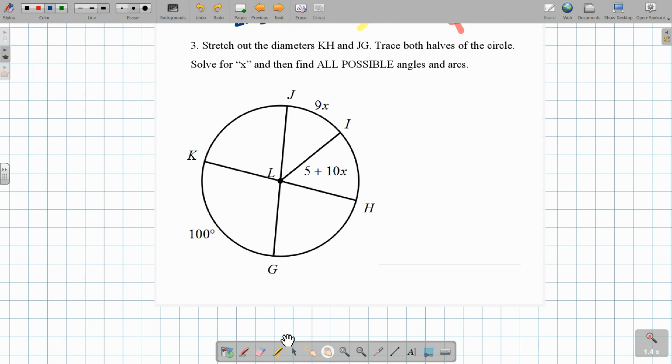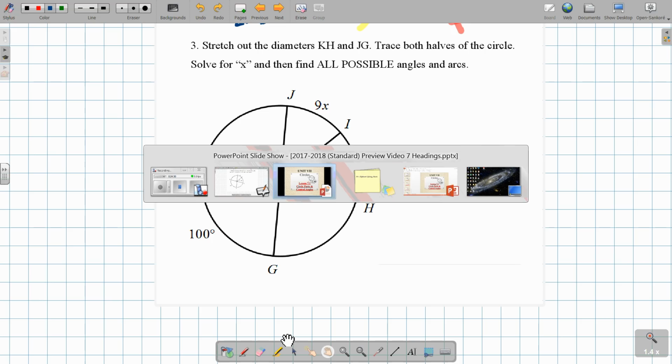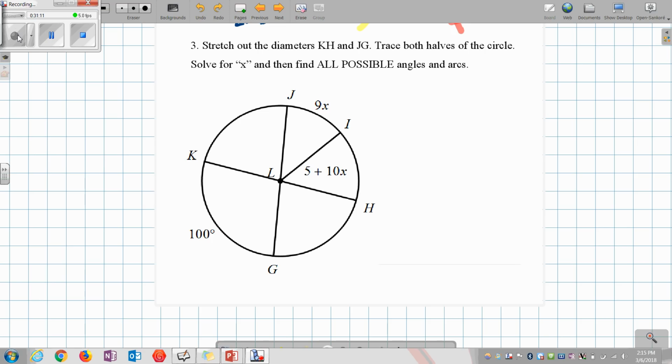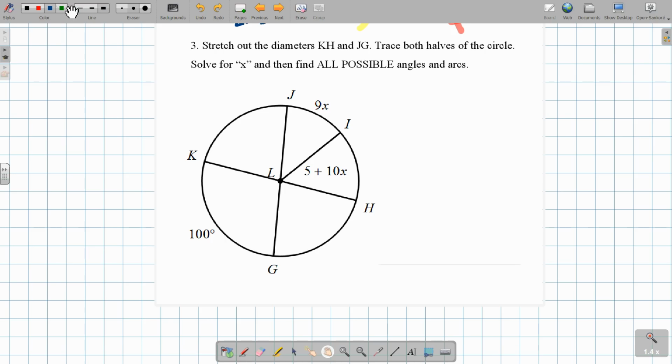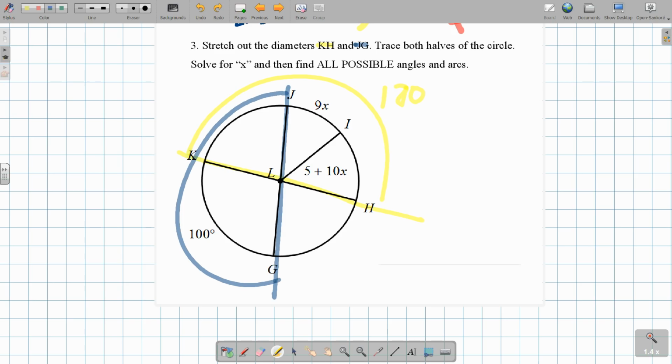Another example. Okay, so right here, once again, let's start by stretching out our diameters. KH, trace, stretch, sweep. And JG, trace, stretch, sweep. And the ambition is solve for x and find all possible arcs and angles.